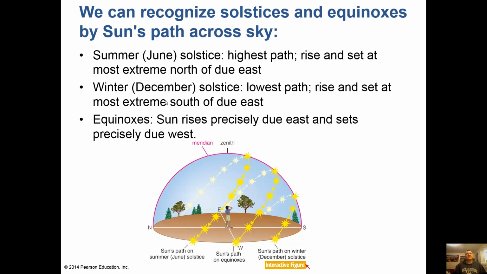We can recognize the solstices and equinoxes by the path of the sun in the sky. So we already said that it's higher in the summertime, it's lower in the wintertime, which adds to our temperature fluctuation.